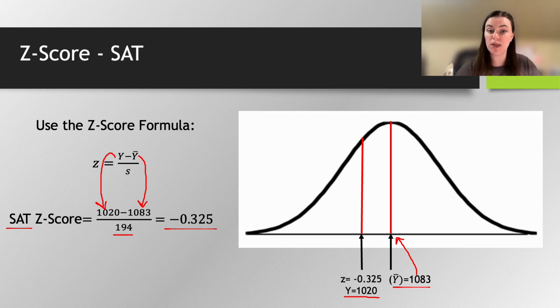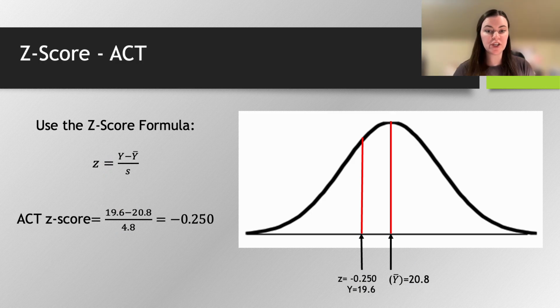Now we can do those exact same steps using our ACT score. In this case, our test taker scored 19.6 on the ACT, which has an average score of 20.8 with a standard deviation of 4.8. When I plug all that information into my z-score formula, I arrive at a final value of negative 0.25.